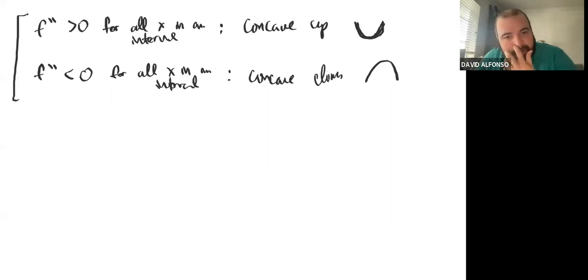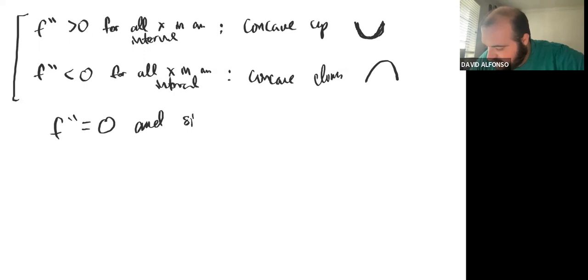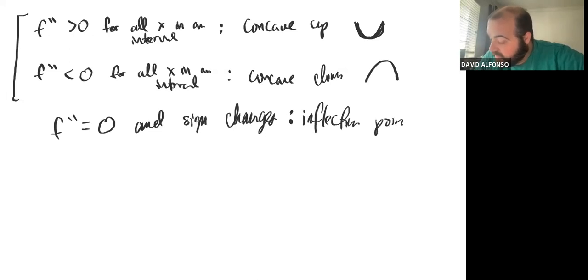Okay, so kind of continuing on this topic. If we're talking about concavity, if the second derivative is equal to 0 and the sign changes, that means you have an inflection point. Again, unlike a critical point, where a critical point exists when the derivative is 0 and it doesn't matter if the sign changes, the sign change does matter for an inflection point. It is not considered an inflection point if the concavity does not change.